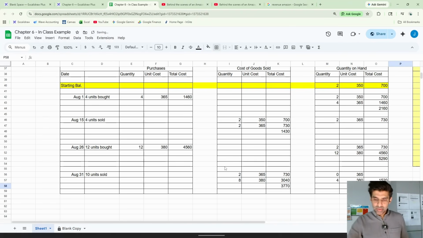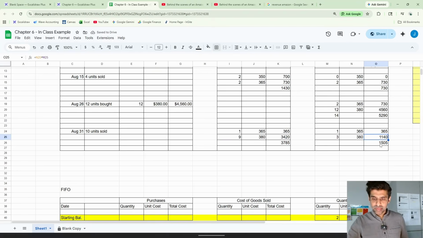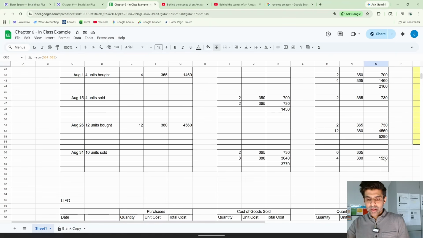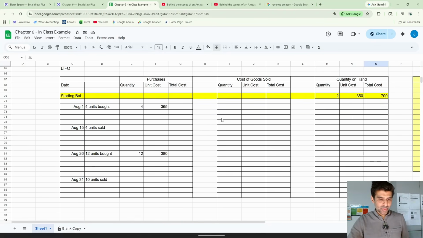Okay, so we can see we have different ending inventory balances, right? 1505 with specific identification, which is arbitrary. We were just kind of randomly picking units here. Okay, this one is different though, just by changing the method. Okay, and then let's just do LIFO.